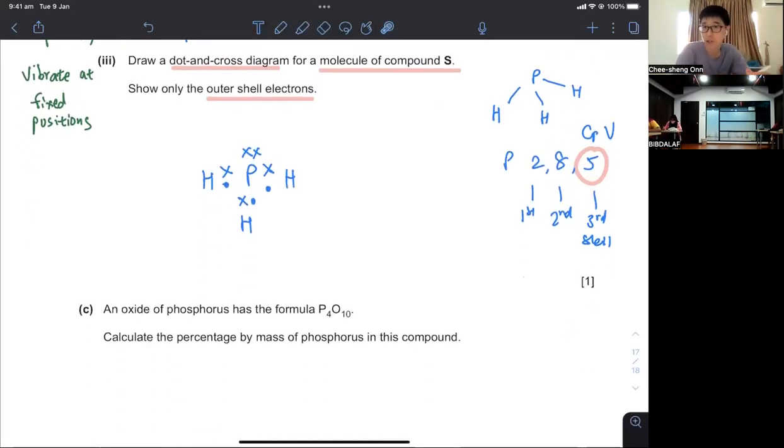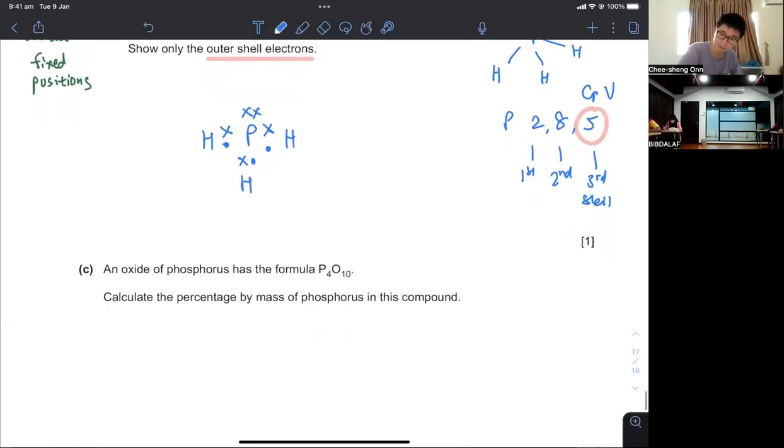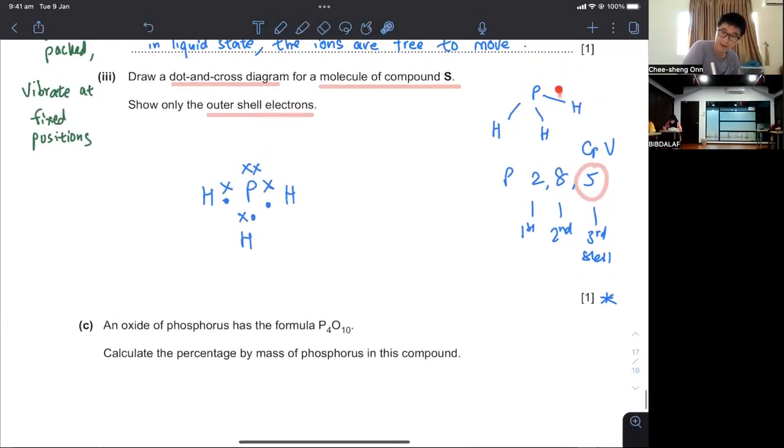If you want, you can draw shells. Whether you draw the shell or not, it shouldn't affect the understanding of how many electrons are in the covalent bond to begin with. Okay, and that's just it for 1 mark. If you spend more than 1 minute on this, you'll be wasting a lot of time, yeah? Make sure you know how to translate a diagram like this into your dot and cross. 1 minute is all you have.